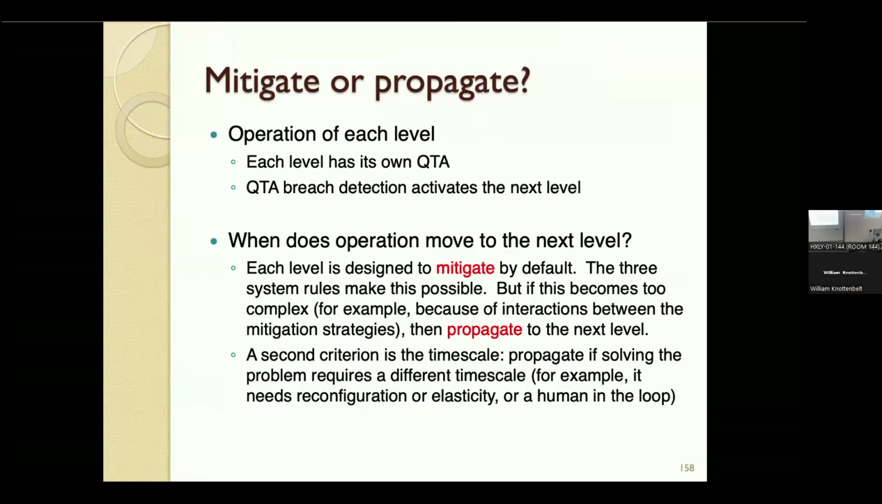Okay, no, we're good. So there's also a time scale thing. So maybe if solving the problem is at a completely different kind of abstraction level and time scale, why complexify this very simple lowest level by doing that? It should be then at the next level, okay?